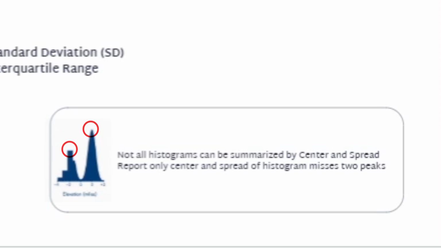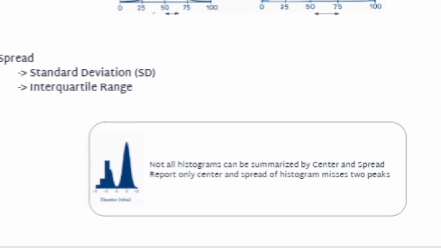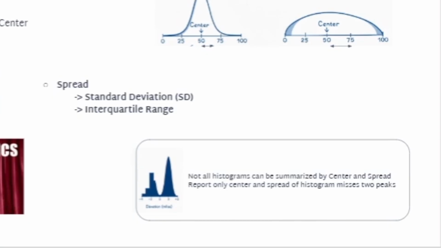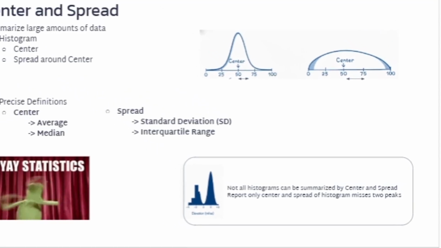What this histogram is telling us is that most of the surface area is occupied by the seafloors, which is about 2 miles below sea level, or by the continental land around sea level. So that's the second peak. The problem is that if you report only the center and the spread of this histogram, then the two peaks would be missed. So that's why you should pay attention that not all histograms can be summarized by center and spread.